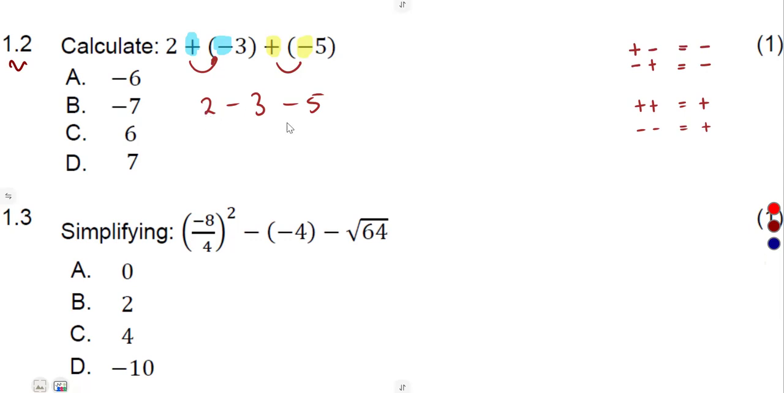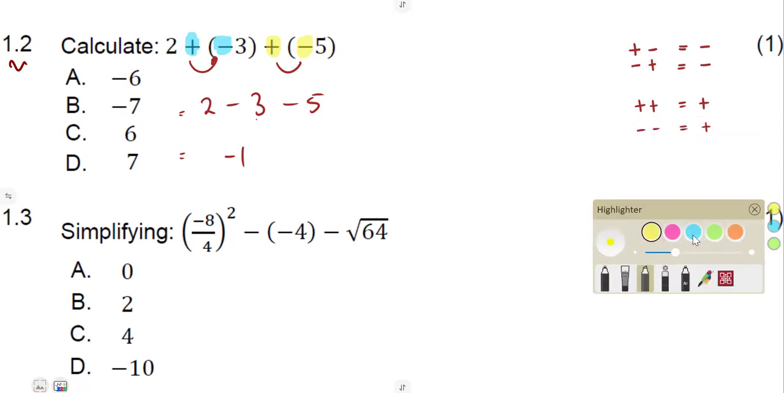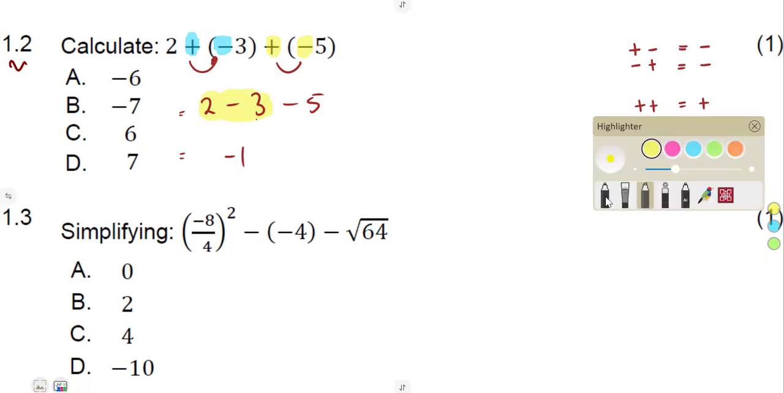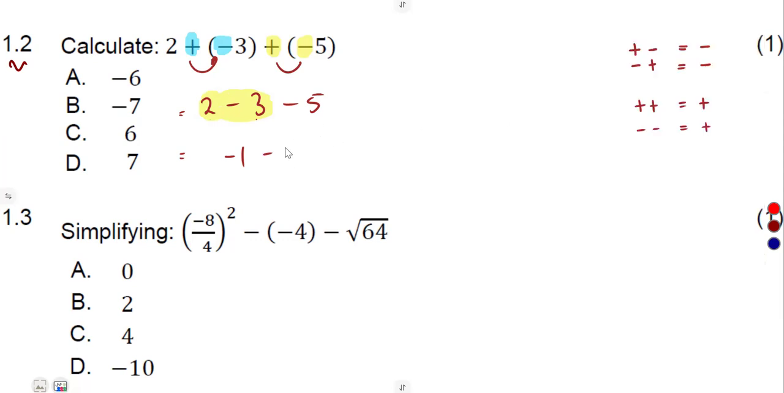So 2 minus 3. We are going to the left. Whenever we are subtracting a bigger number from a smaller number, our answer is going to have a negative. So it's going to be negative, 3 minus 2, which is what? Which is negative 1. So we have simplified this one, the 2 minus 3. It will give us minus 1. So we have a minus 5 that is remaining. So minus 1, minus 5.